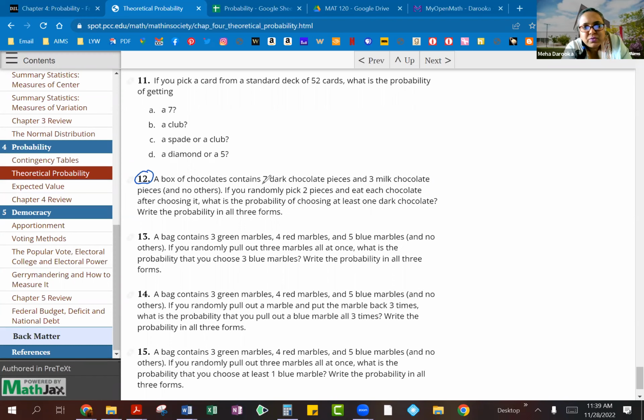So they're telling you how many dark chocolate and milk chocolate pieces we have. They're also telling you those are the only 2 types of chocolates in there, so that we don't think about, what if there's white chocolate or something in there, which I don't know if white chocolate is really chocolate. Now they're saying if you pick 2 pieces randomly, what is the probability that at least one of them would be a dark chocolate? And all 3 forms would be fraction, decimal, percentage. That's what they mean by all 3 forms.